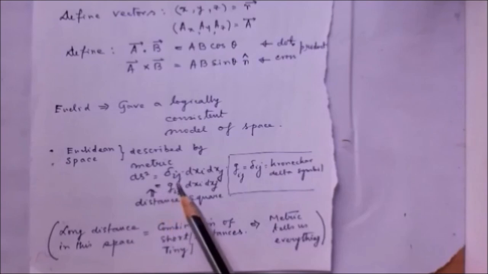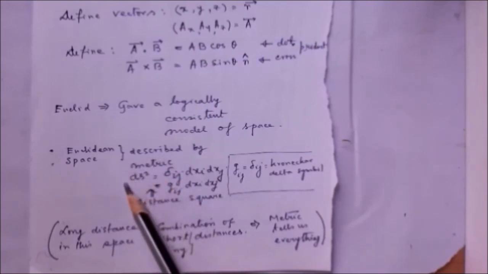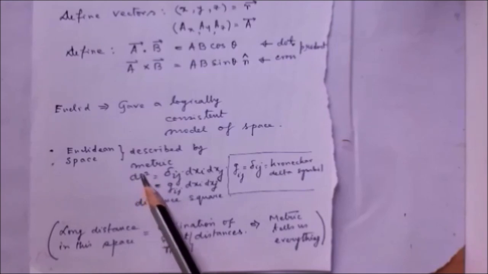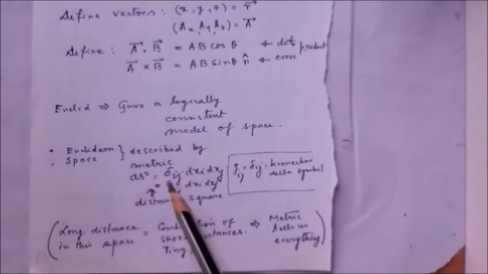And this Kronecker delta ensures absence of cross terms and presence of only square terms, which are added. Let me make one thing very clear. By the term metric, we often refer to distance square, that is ds2. And at other times, by this term metric, we refer to gij, which is the metric tensor. So better concentrate on the symbols ds2 and gij, which will make things clear. And of course, a long distance in space is actually a combination of tiny distances. So metric tells us everything.